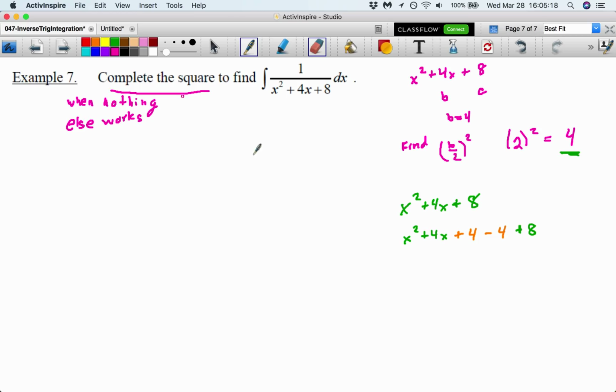Because right now what's important is that this junk right here is a perfect square trinomial. This last number is a perfect square, and this is exactly twice that number's root, or whatever. Half this number squared is 4, however you want to say it. So that guy factors to x plus 2 squared.